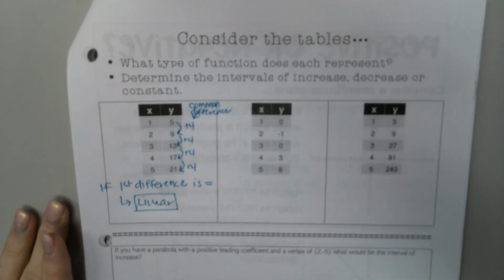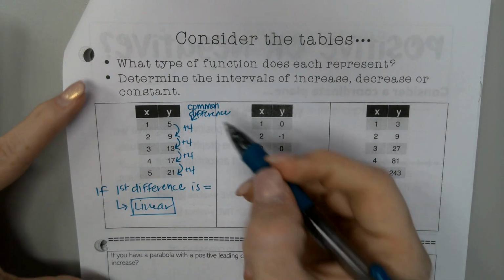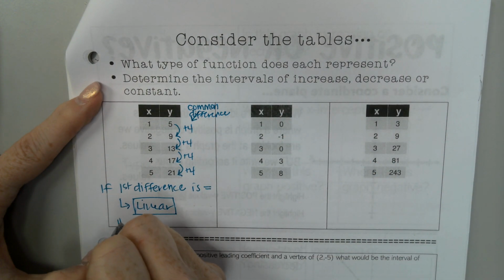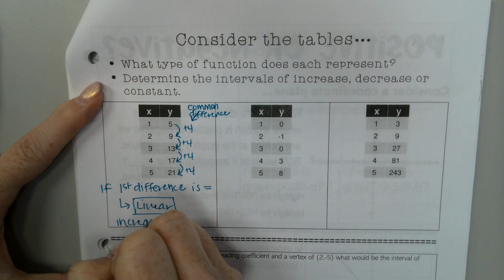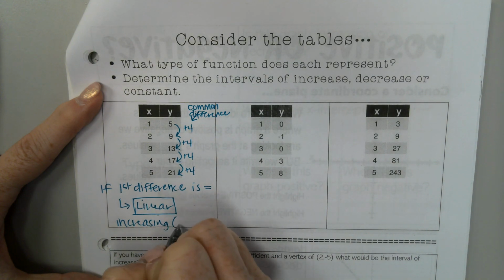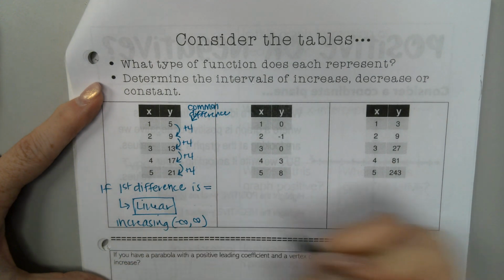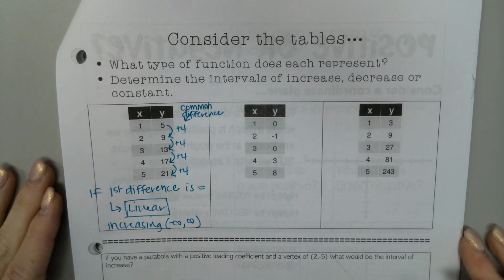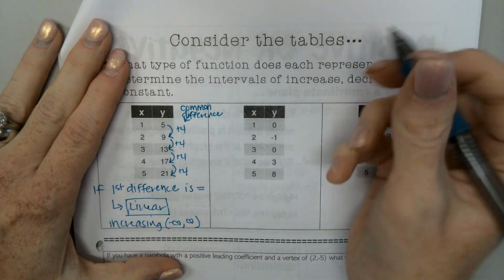Okay, and what is happening the entire time? Since I'm going up 4 every single time, this is going to be increasing from negative infinity to positive infinity. The entire thing is going up from left to right. Okay? All right, then I'm looking right here.